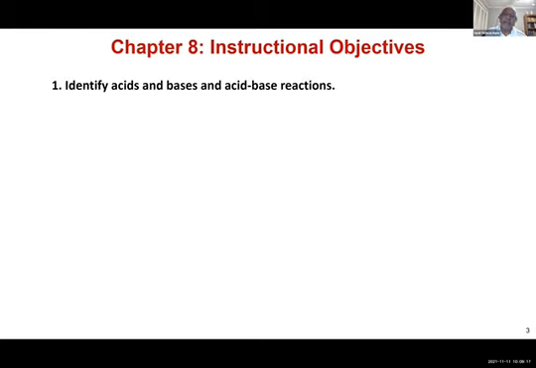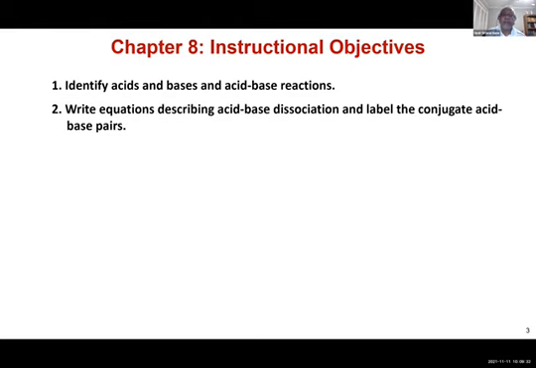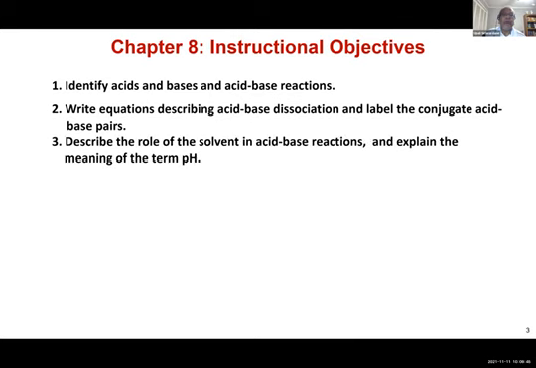Again, we're going to identify acids and bases. When you see a formula, you can tell whether it's an Arrhenius acid or Arrhenius base, or a Bronsted-Lowry acid or a base. You can write down equations for acid-base dissociation and identify the conjugate acid-base pairs. We're going to do that. Describe the role of solvent in acid-base reaction and explain the meaning of pH.